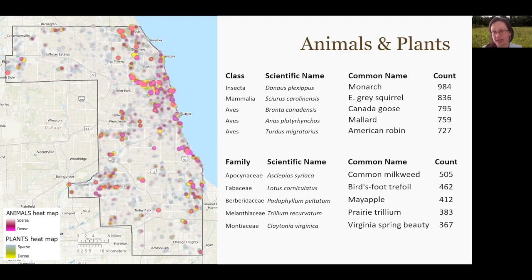Some of our most common plant and animal species are listed here on the right. Our usual suspects of monarch, gray squirrels, mallard, robin, and beautiful common milkweed. Bird's foot trefoil, mayapple, prairie trillium, though, is an awesome one. So I ask you, do you know what these species are? Have you seen them? You can certainly get on iNaturalist and find out.